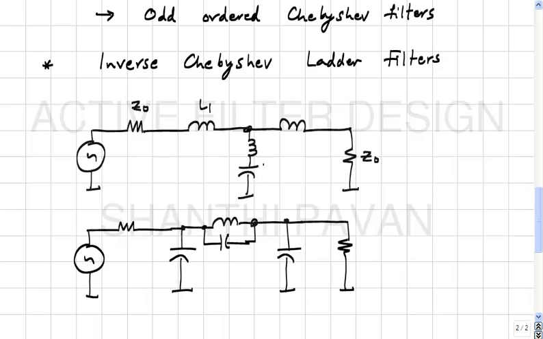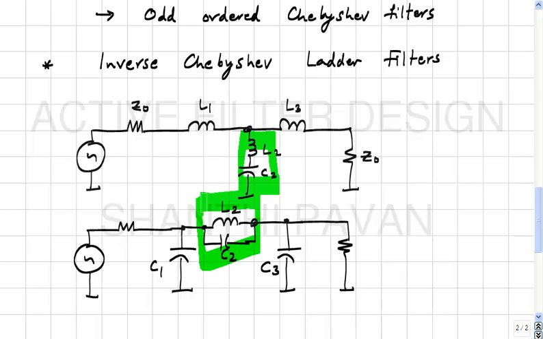So this is L1, this is C2, L2, L3, this is C1, C2, C3, L2. So in this case, we see that the L2 C2 network becomes a short circuit at what frequency? 1 by square root of L2 C2, and in this network the series arm becomes an open circuit at 1 by square root L2 C2.